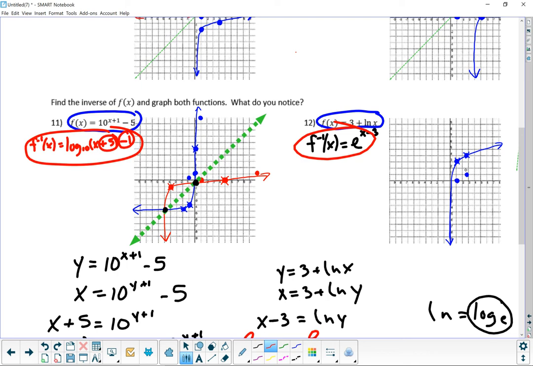I'm going to graph my exponential function e to the x first, and then I'll put in the minus 3. So e to the 0 is 1. e to the 1 is about 2.7, so that's about right here. Wow, pretty close to that. And then over here, it's going to be down here. I don't know exactly what that number is, but I know it's down there.